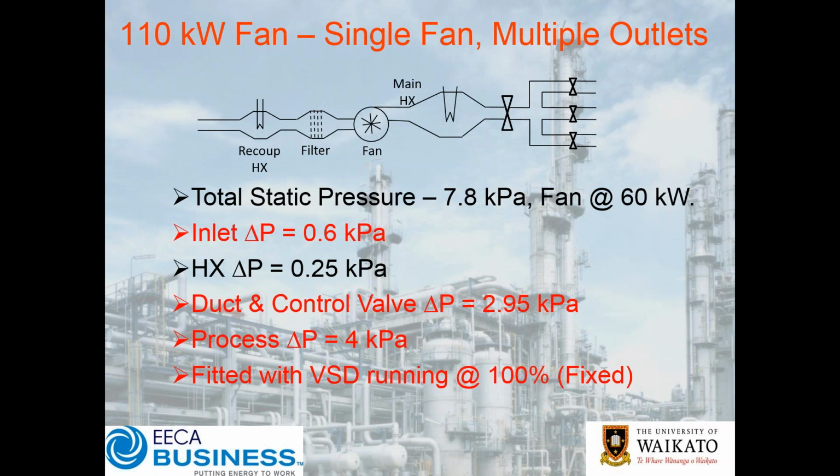Okay, so what we'll do now is moving on. We're going to now look at a multiple outlet situation. So here we have, in this particular instance, a 110 kilowatt fan. So a single fan again with multiple outlets. Now what of course was interesting here is we had a number of control points. So we had a primary control damper valve.